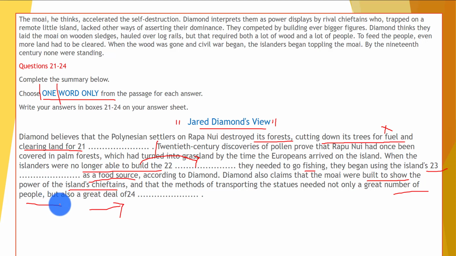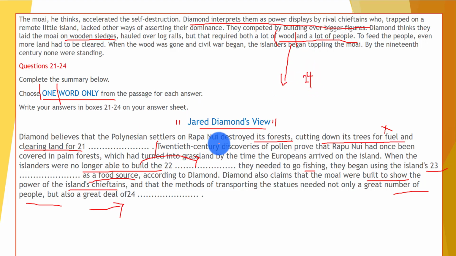It required a great deal of people and also... okay, Diamond interprets them as power displays by rival chieftains who, trapped on a remote little island, lacked other ways of asserting their dominance. They competed by building ever bigger figures. Diamond thinks they laid the Moai on wooden sledges, hauled over log rails, but that required both a lot of food and a lot of people. A great number of people. We have people, but also a great deal of wood. Wood is our answer for question 24.